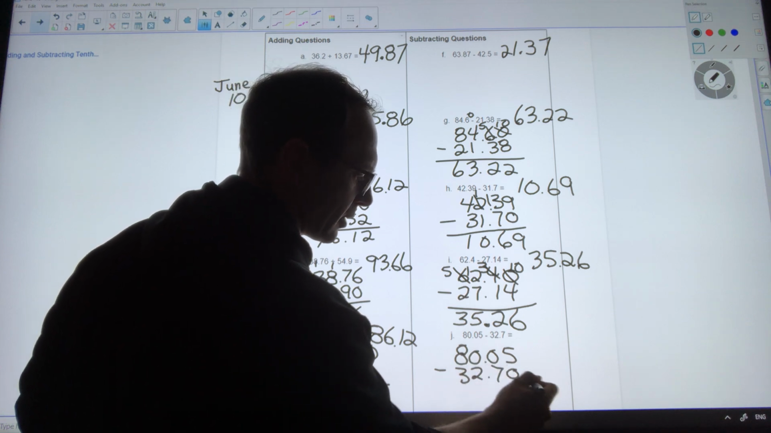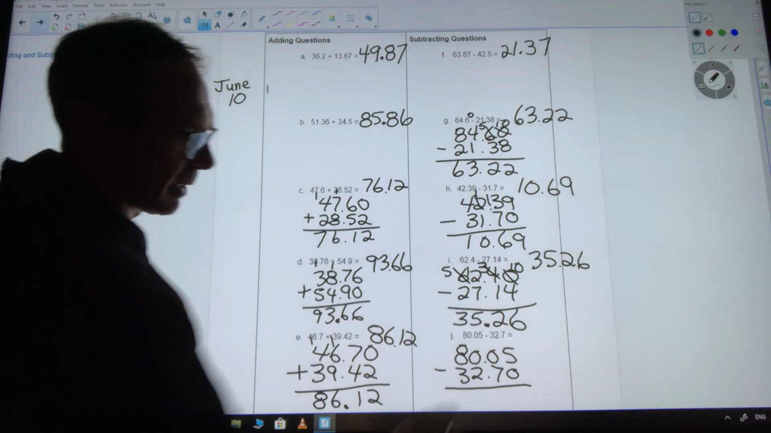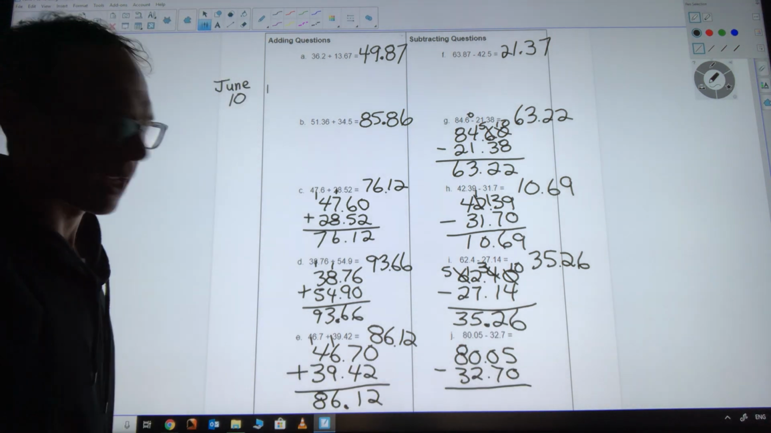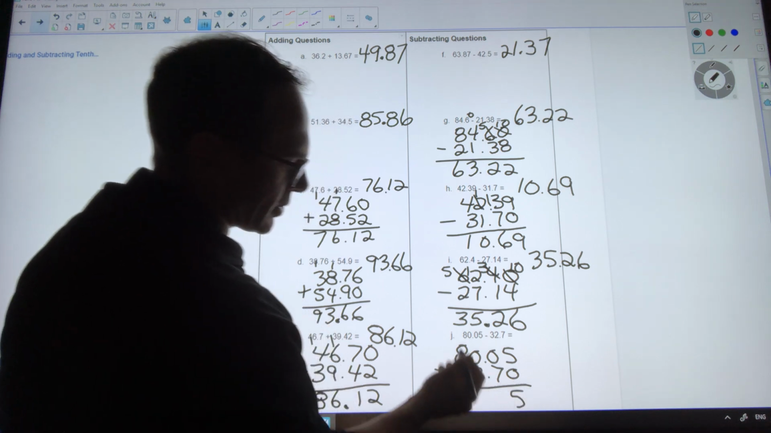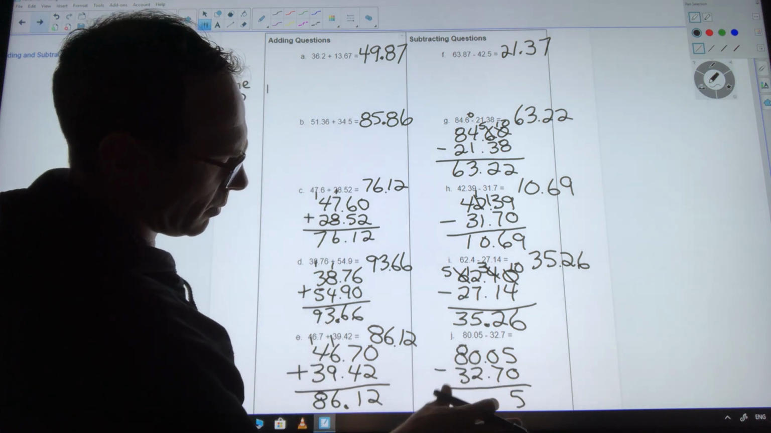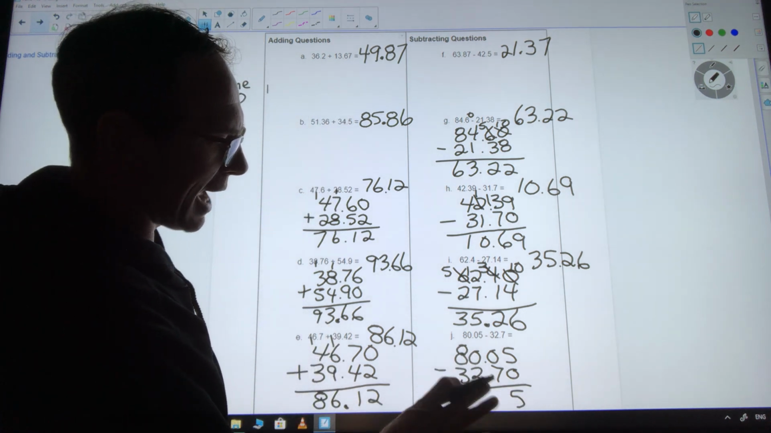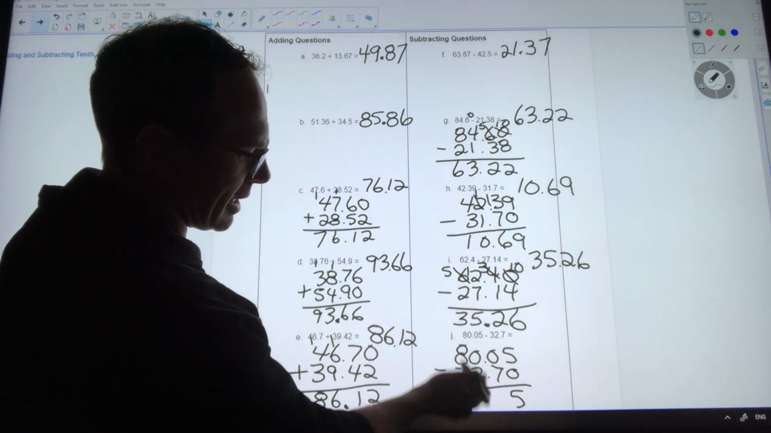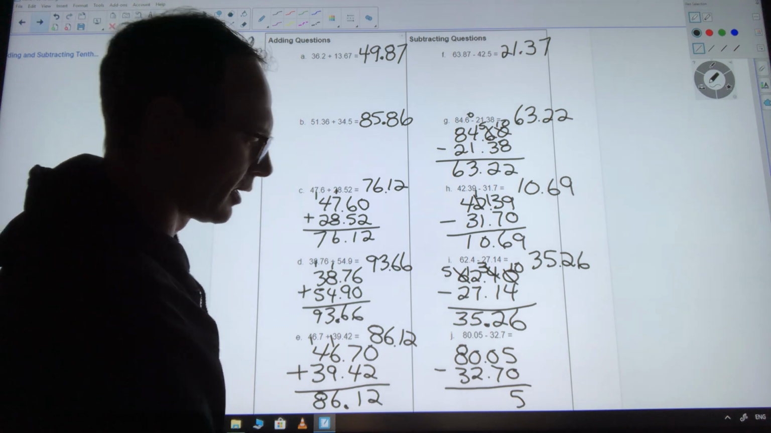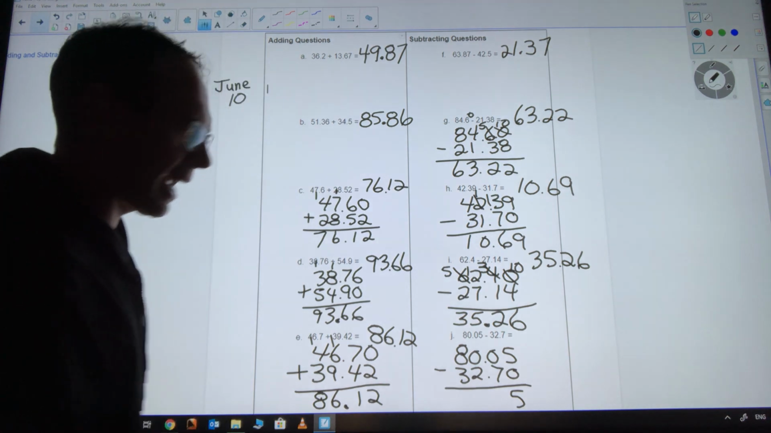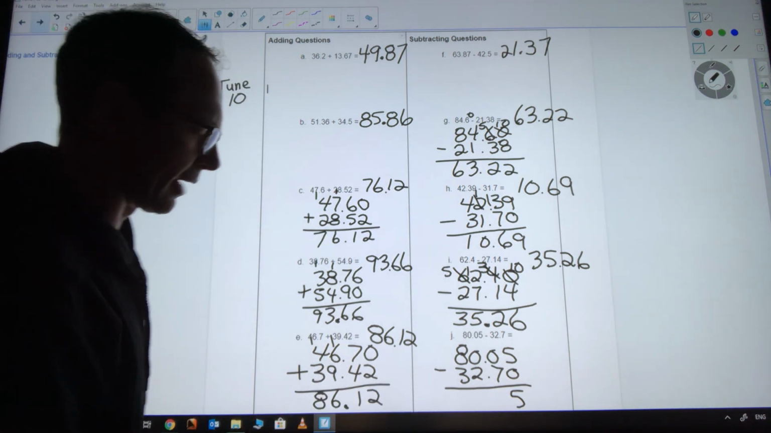Last question has a little bit of a tricky bit of borrowing. 32.7. I'm going to put a 0 here just to make sure I have something in the hundredths. I have 5 minus 0. Oh, by the way, my answer is probably about 49 when I'm done, because 80 minus 30 is 50, but there's a bit of borrowing going on here. So I'm going to say about 48, 47, something in that area.